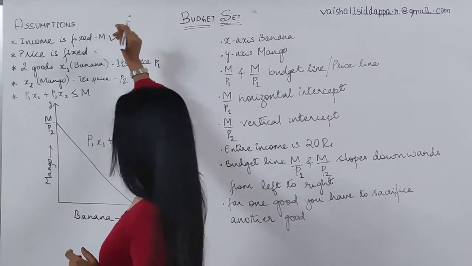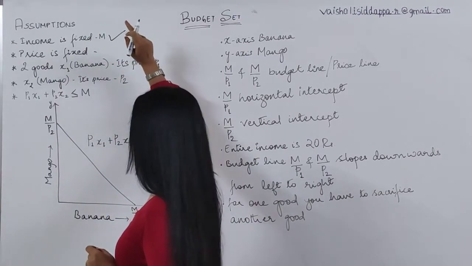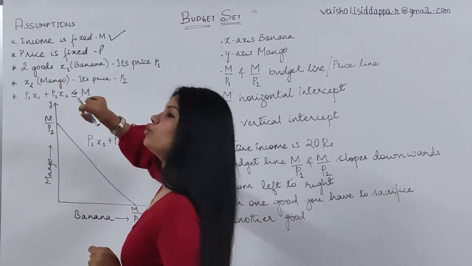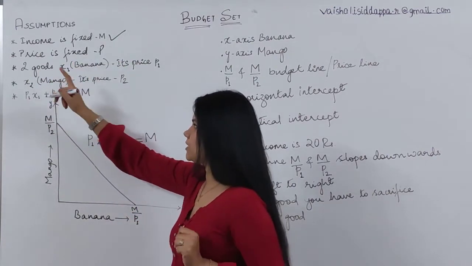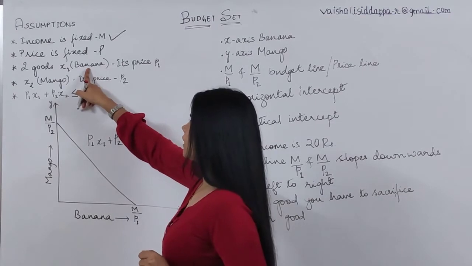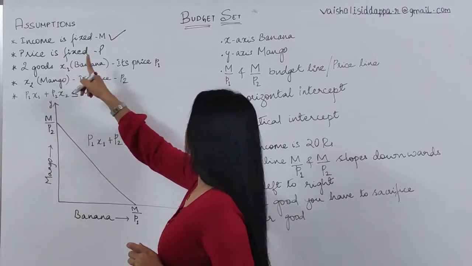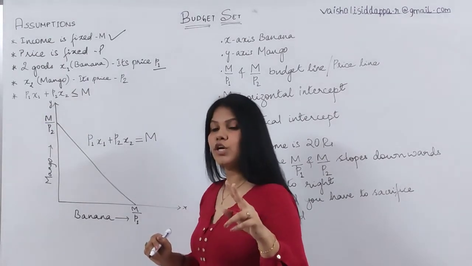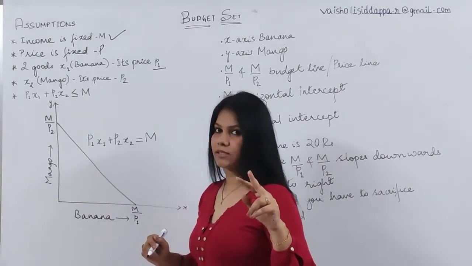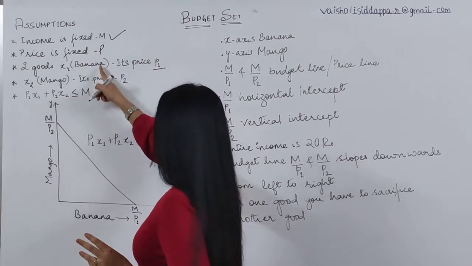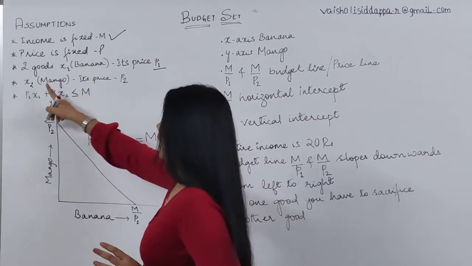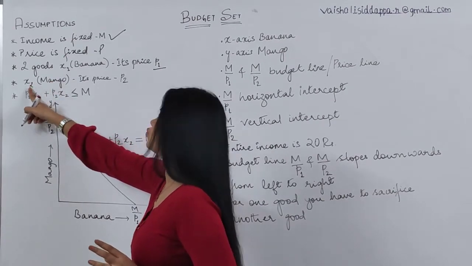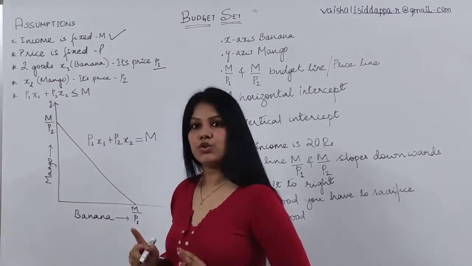So you have a fixed income, which is considered as M. Price is fixed, which will be considered as P. You have two goods, a banana and a mango. Banana will be represented by X1. Its price will be called P1, because we have two goods, so we have two different prices. The other good, the mango, is represented by X2. Its price is P2.